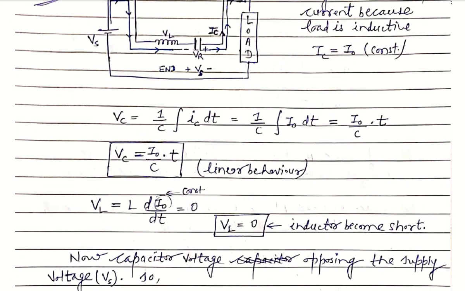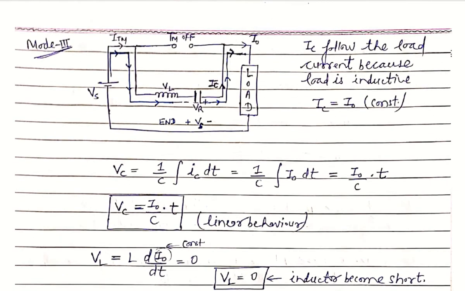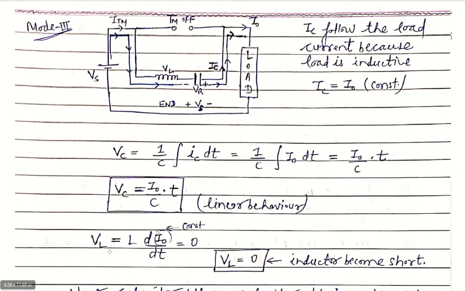So now we'll calculate the VL, that is the voltage across this inductor. What is the voltage across this inductor? The voltage across the inductor will be given by the expression L di upon dt. So I naught equals a constant, as the load is purely inductive, so VL equals 0. VL equals 0 means this inductor will be short circuited, so the voltage across this inductor will be 0.